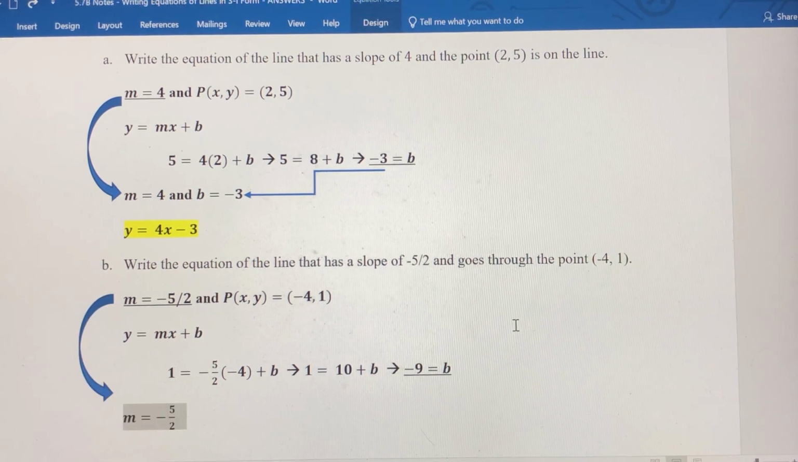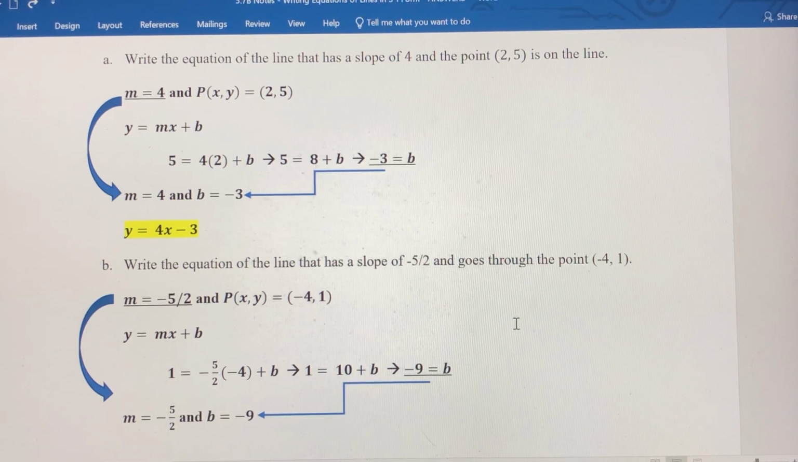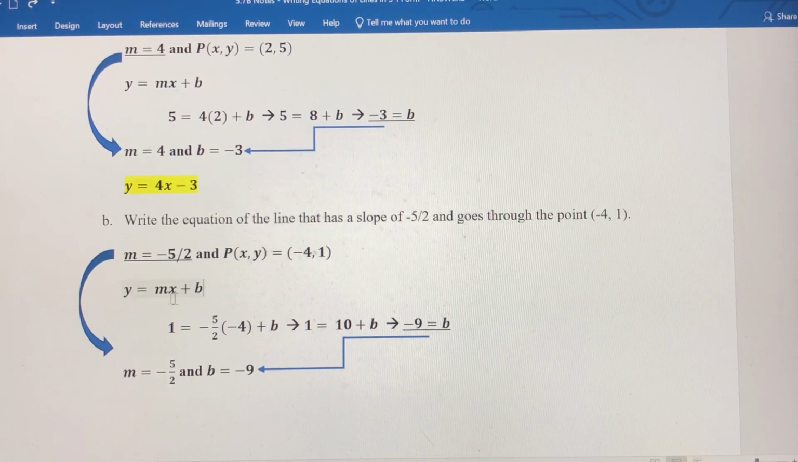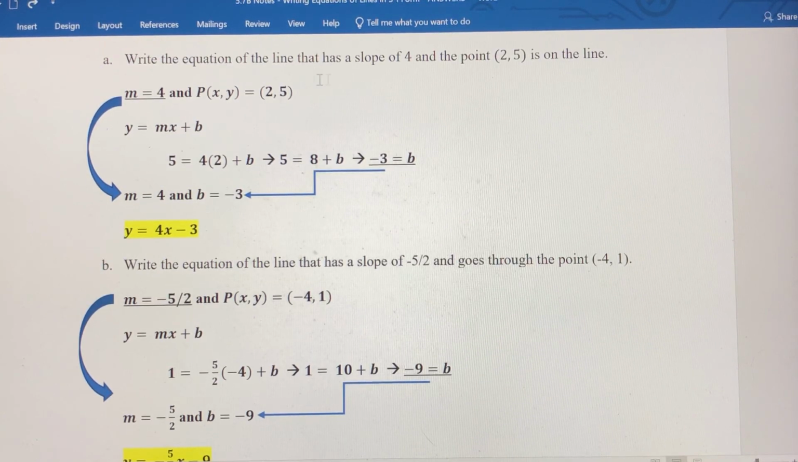So I know the slope, -5/2. I know the y-intercept is -9, so let's just plug those values into slope-intercept form, and I have the equation of the line with this given information. So the equation is going to be y equals -5/2x minus 9. And again, we just replace m with -5/2, and we replace b with -9, okay? So that's how you write the equation of lines in slope-intercept form if you're given the slope, like we were in both problems here, and a point that is on the line, like we were here.